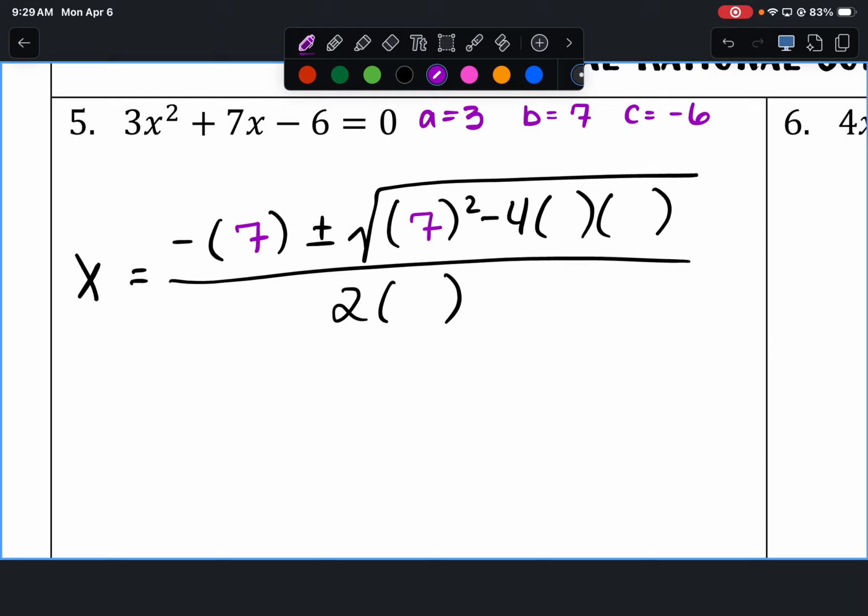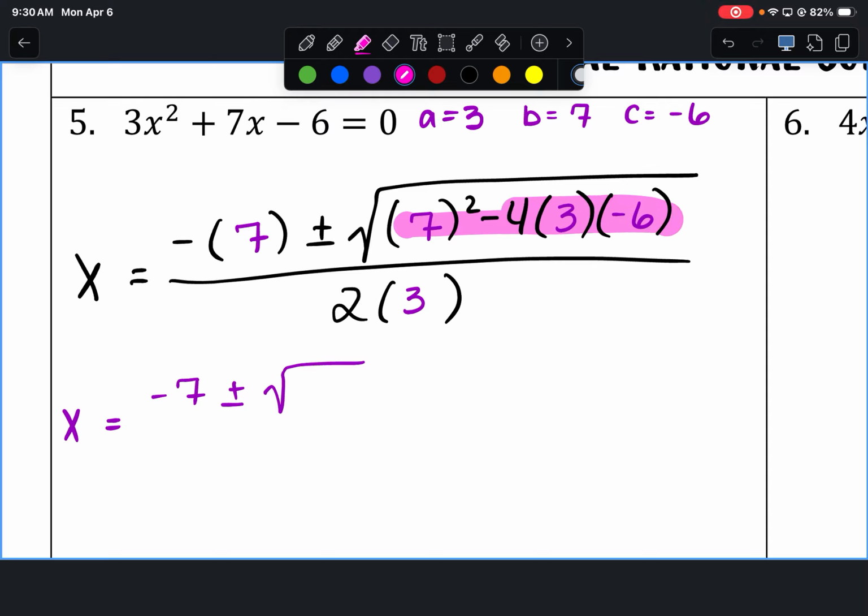Okay, if we do 4 plus 8 divided by 8, what is 4 plus 8? 12. What is 12 over 8 simplified? 3 over 2. Okay, 4 minus 8 is what? What does negative 4 over 8 simplify to? Negative 1/2. So that is where we get our solutions, negative 1/2, comma, 3 over 2.